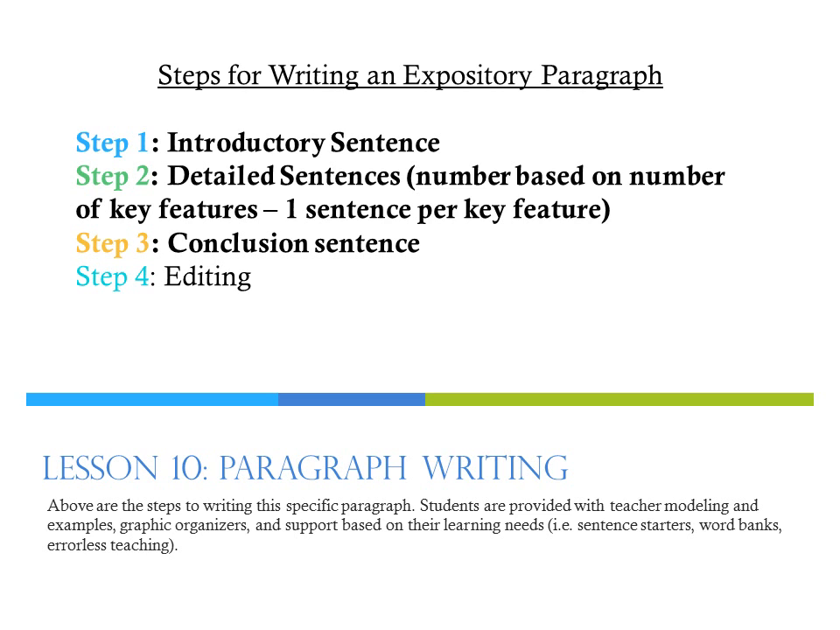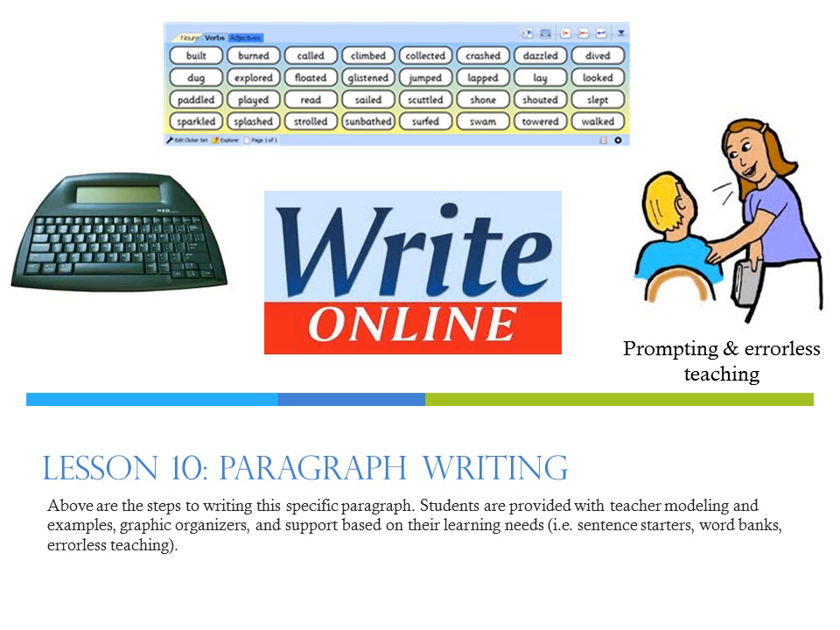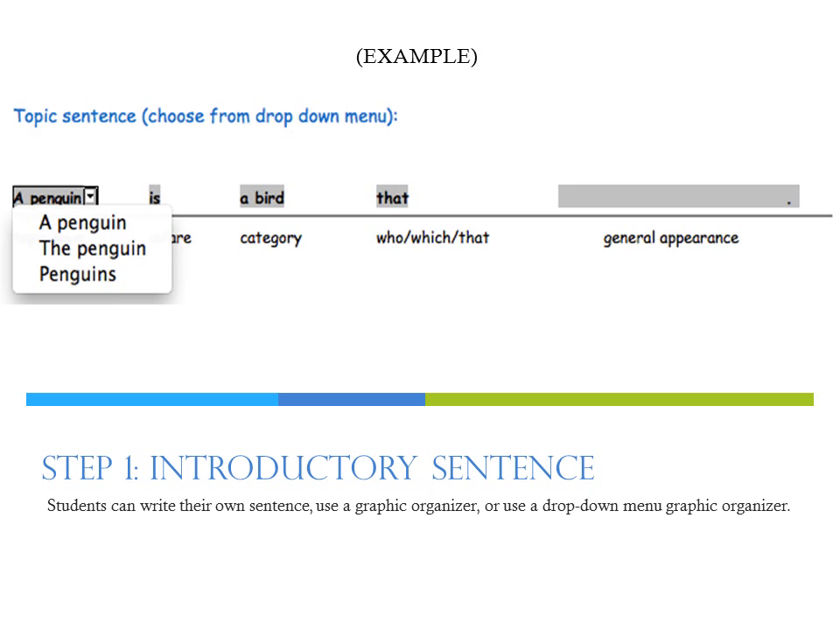Step 3. Conclusion sentence. And lastly, Step 4. Editing the finished product. Students will have access to many learning tools based on their learning needs, such as word banks. This one happens to be an example from learning grids that can be used in Write Online or Clicker and Crick softwares. There's also Alpha Smarts, Write Online writing software, and prompting and errorless teaching.